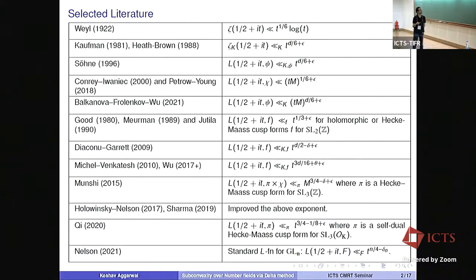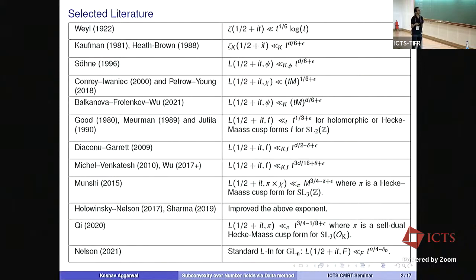And there's a result of Diaconu and Garrett, who were looking at the number fields case by different techniques. And their bound is t to the d over 2 minus delta. So t to the d over 2 is the convexity bound, and they obtained a certain subconvexity bound. So this is the story for number fields if you look at GL2 in the t aspect.